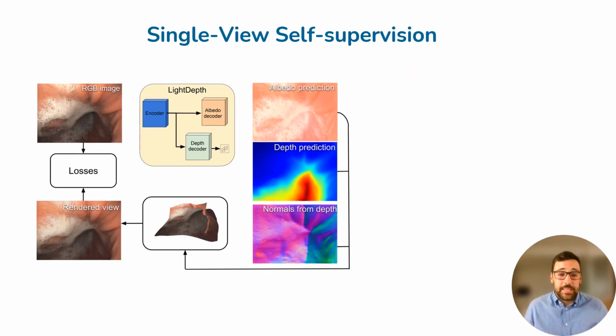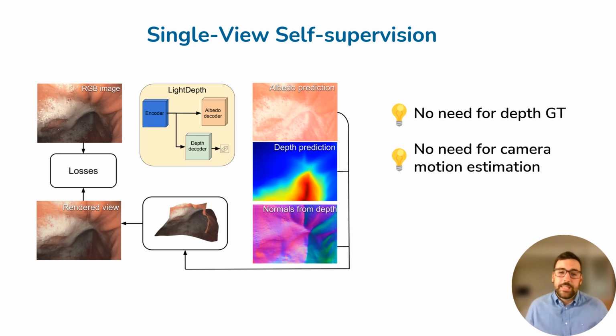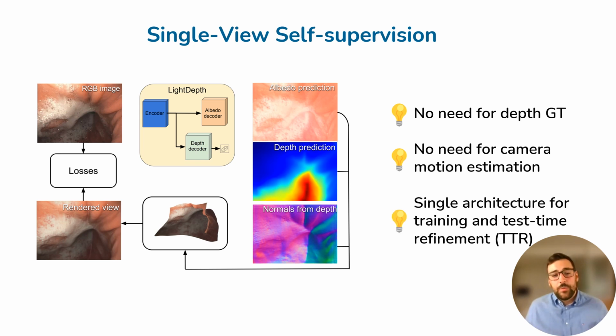The idea behind single-view self-supervision is that we only need one single image at a time, for both inference and training. Our method does not require any ground truth data, and neither depends on the noisy estimates of the relative pose between frames. Moreover, it allows test and refinement.